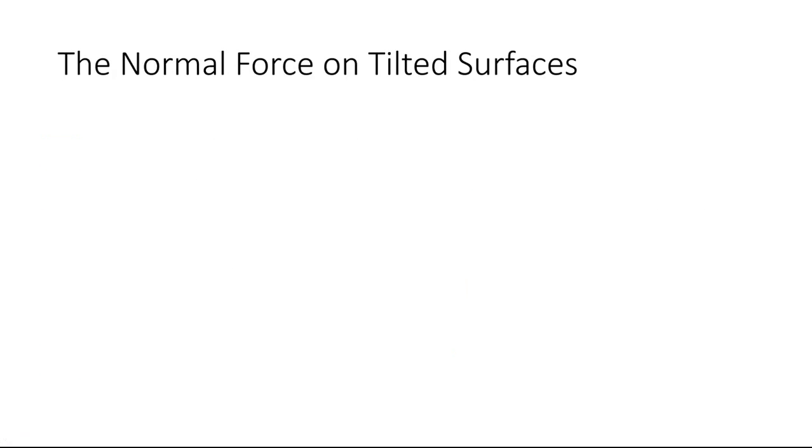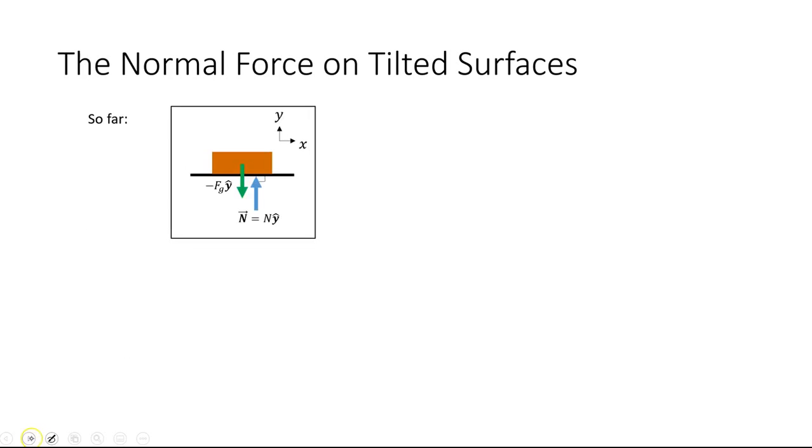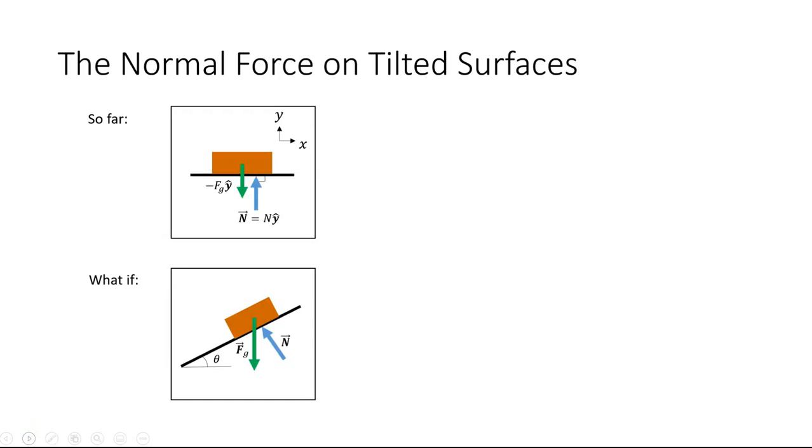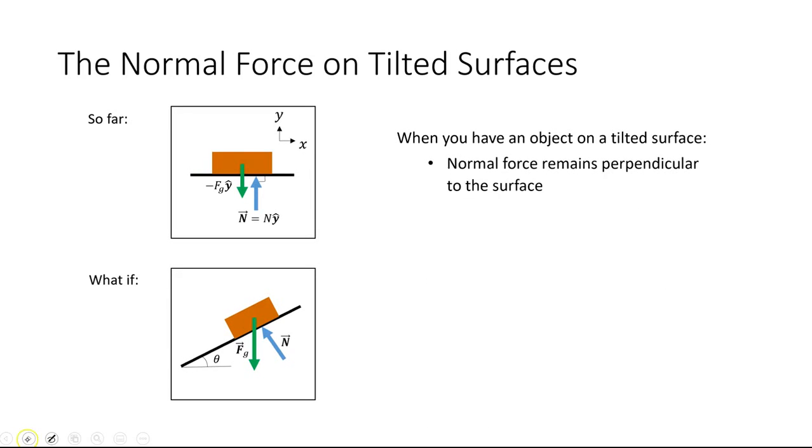Okay, so now we want to go back and think about that last case on the slide where we were talking about how you could determine the normal force, and that's the case where you have an object sitting on a tilted surface. So far we've mostly been dealing with objects sitting on flat surfaces, but now we want to think about what happens when you have an object sitting on a tilted surface. Okay, so what happens in this case?